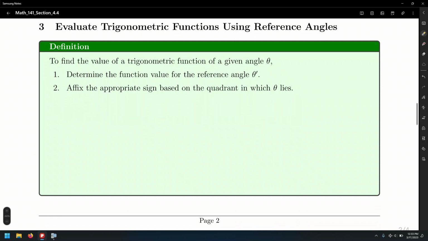Okay, there's a couple of things we need to take into account in order to evaluate this using reference angles. Number one, determine the function value for the reference angle theta. All right, after finding the location where the angle is at, modify the trigonometric values. Well, number two, fix the appropriate sign based on the quadrant in which theta lies.